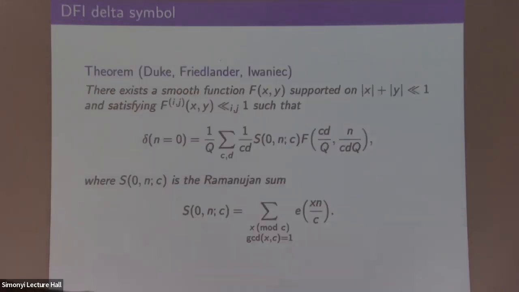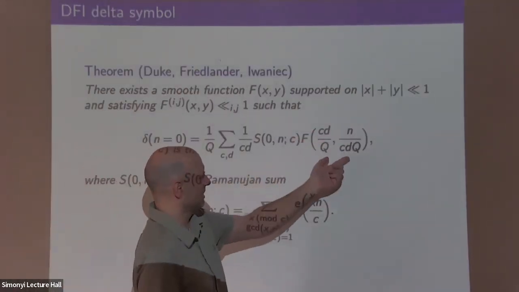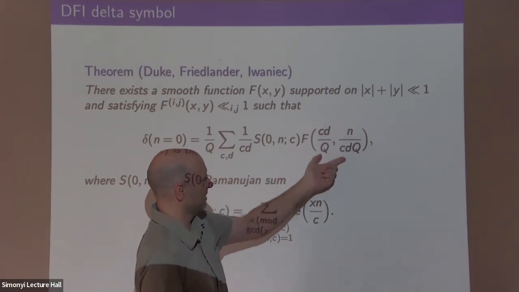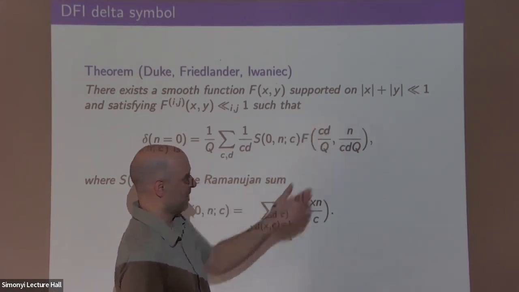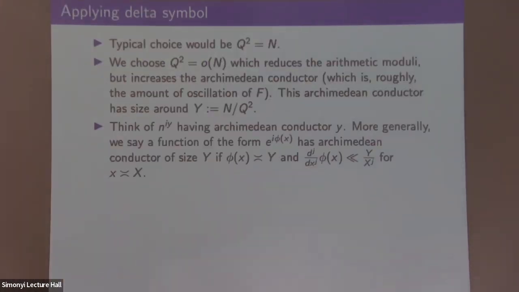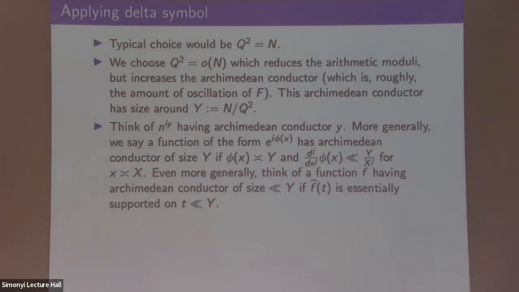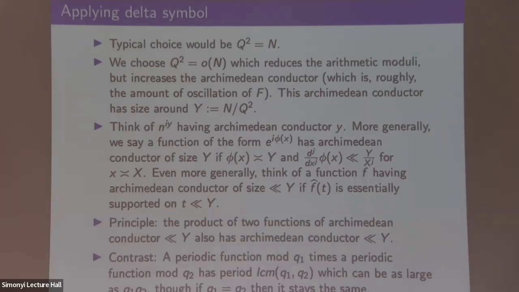This is just from, like, you look at this and say, oh, this is like C and D going up to Q, so this is like n over q squared. That's the amount of oscillation that you have from that capital F. So if q squared is smaller than n, that means you have more Archimedean conductor. It makes q smaller, so it makes your moduli smaller, so your arithmetic conductors are smaller, but it makes your Archimedean conductor bigger. And usually this is a bad trade-off, but for this problem, it turns out to be good.